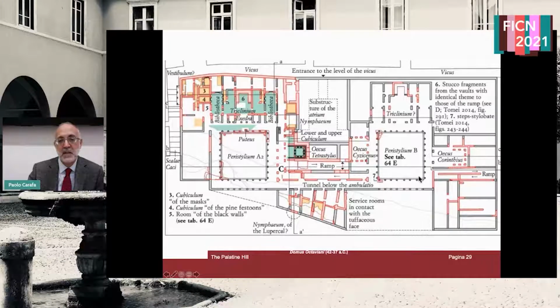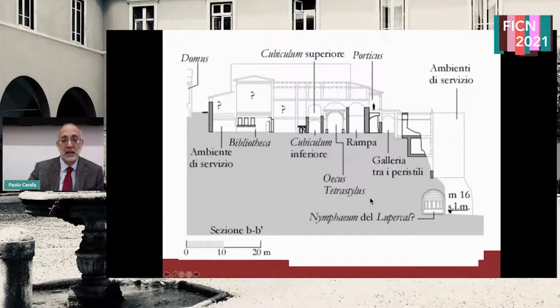A second peristyle is created here with a second group of rooms. This was quite an elaborated architecture. Here you can see the bedrock, the remaining and still visible part of this house in gray, and in black and white, a possible integration of the original building.